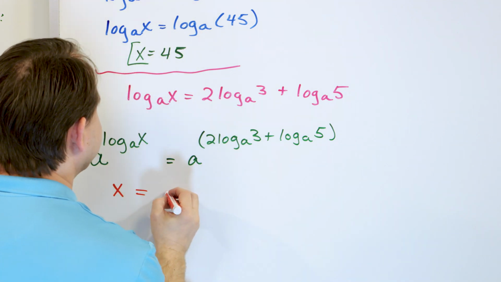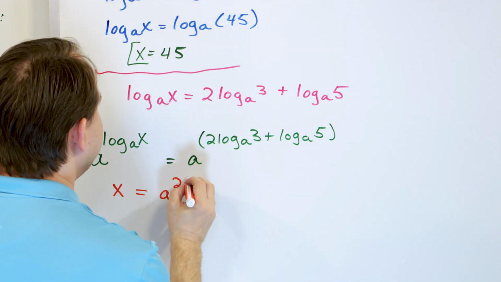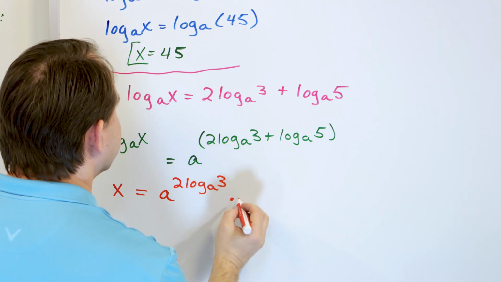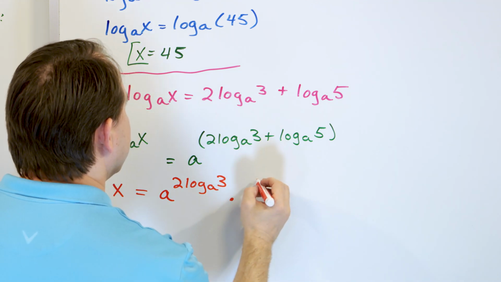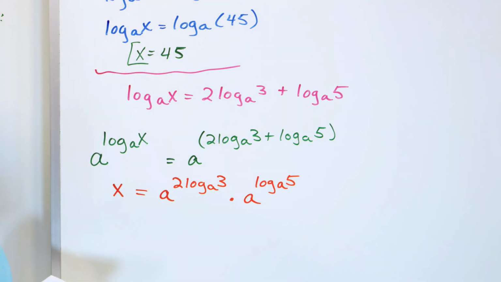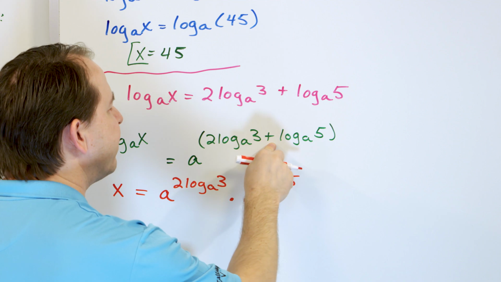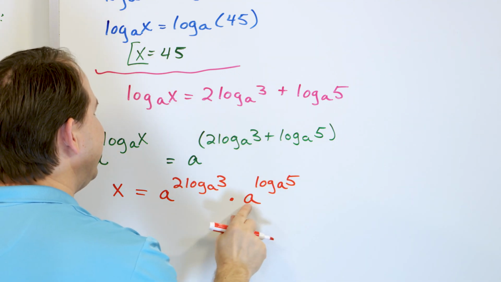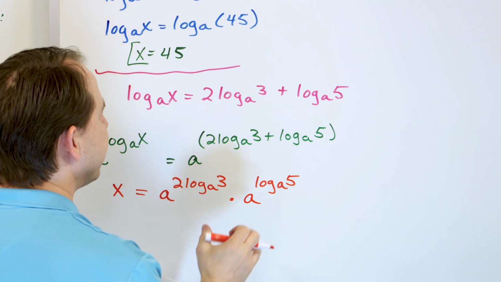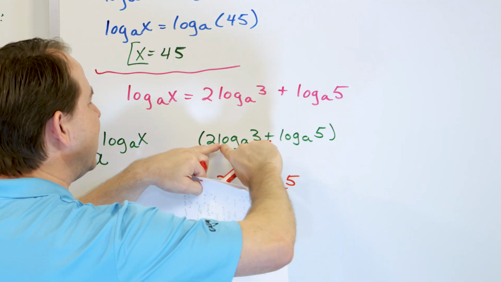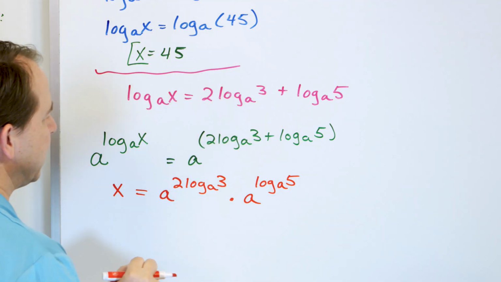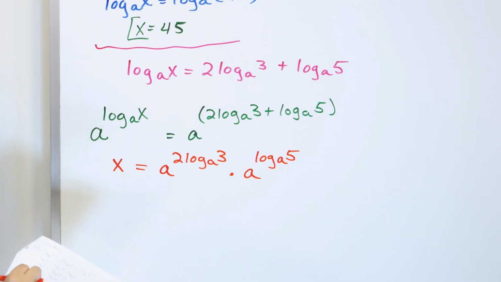So I can write this as a to the power of 2 log base a 3 multiplied by a to the power of log base a 5. How can I write it as a multiplication? Because these exponents are added. Because the base is the same, I can add these exponents, which is exactly what I would have here. So I'm just breaking it up, going in reverse. I have an addition of exponents, so I'm going to treat it as multiplication.